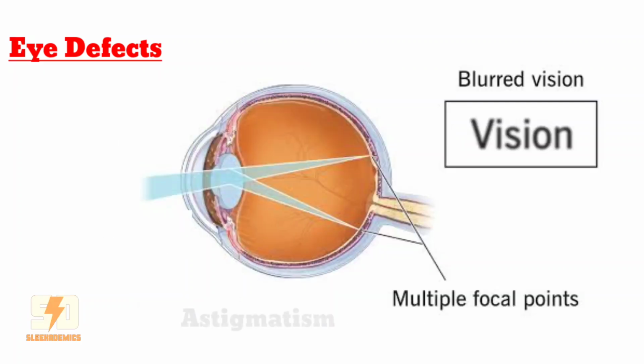Then we have astigmatism. This is the inability to see horizontal or vertical figures. This may be due to the cornea or lenses no longer being evenly curved due to old age. Thereby, rays of light cannot focus on the retina. These can also be corrected with cylindrical lenses.